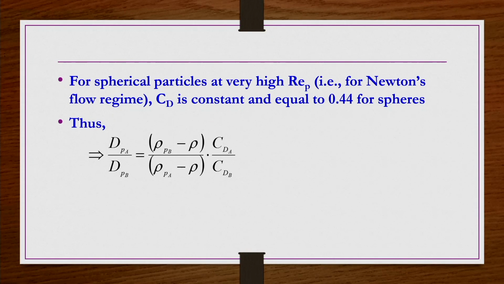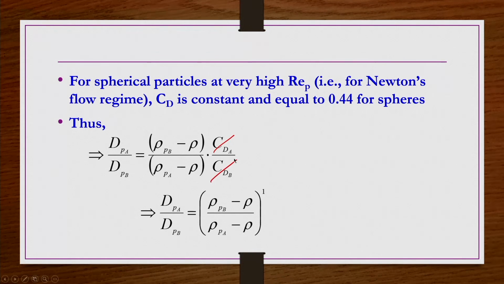Now, let us say for spherical particles, if you take Newton's flow regime, that is REP greater than 10 power 3, then CD is constant and equal to 0.44 for spheres. So, from this equation, if you substitute CDA and CDB, both are equal because 0.44 is the value for both of them under Newton's flow regime. Then what does it mean? dPA by dPB is equal to (rho PB minus rho) divided by (rho PA minus rho).